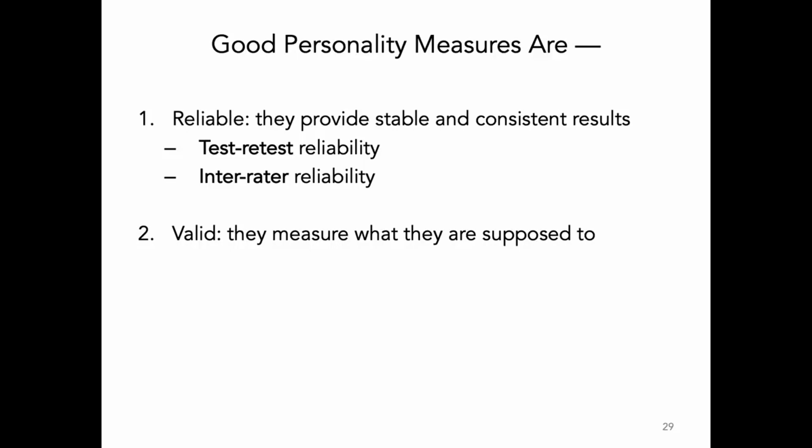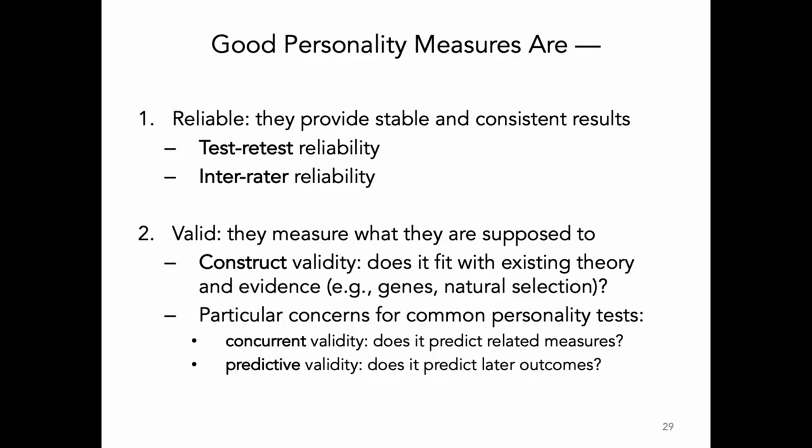The other major thing that high quality tests are is valid, which is that they measure what they're supposed to. And this is different than whether the measurements are stable over time. So I could measure the length of your nose and then say how much you lie as a result of it, and that measure would be highly reliable. It would have test-retest reliability and inter-rater reliability, but it wouldn't be valid because it has no relationship with personality or behavior. So one type of validity is called construct validity, which is, does it fit with existing theory and evidence? And would it make any sense that the length of your nose would be related to your behavior in terms of genes, in terms of natural selection? Not really.